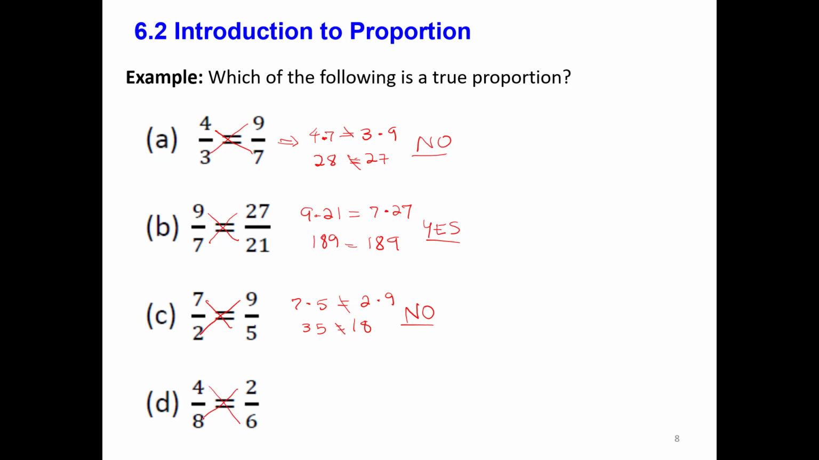The product of the extremes must be equal to the product of the means. Then 4 times 6 equals 8 times 2. 4 times 6 is 24. 8 times 2 is 16. Then the product of the extremes is not equal to the product of the means. Then it is not a proportion.